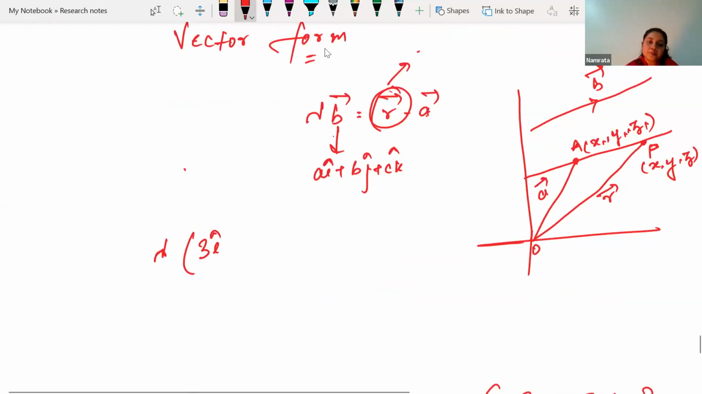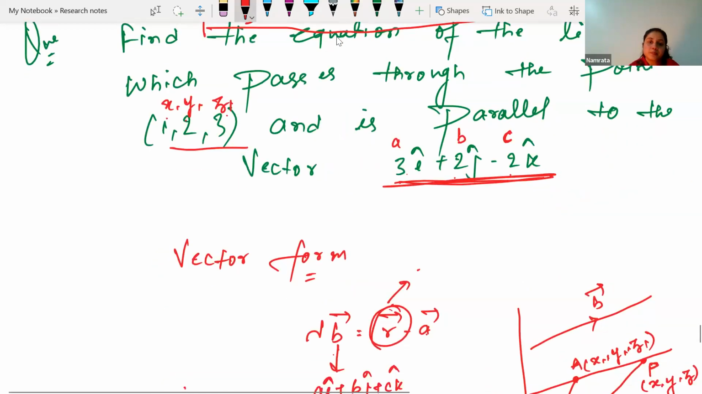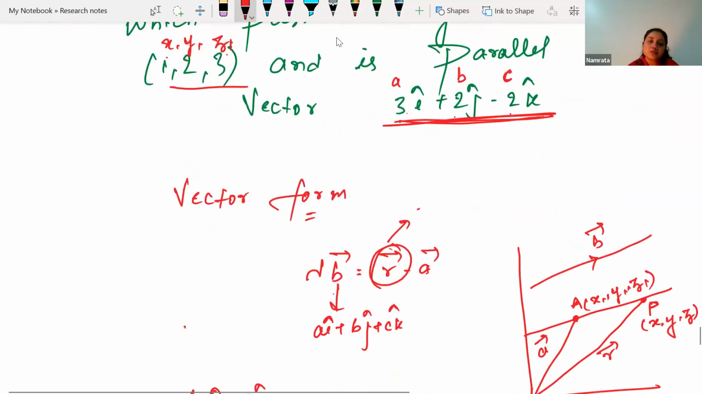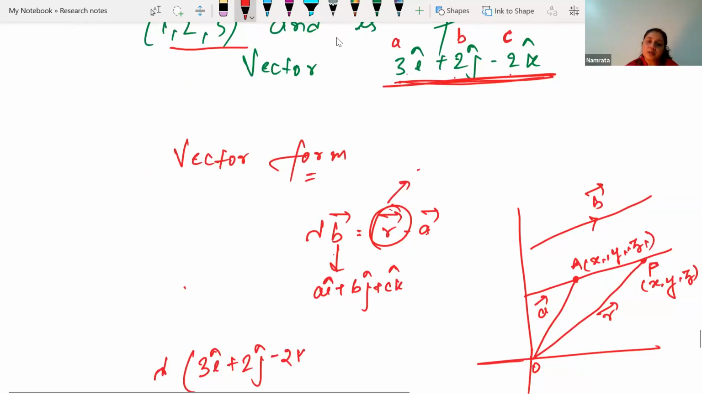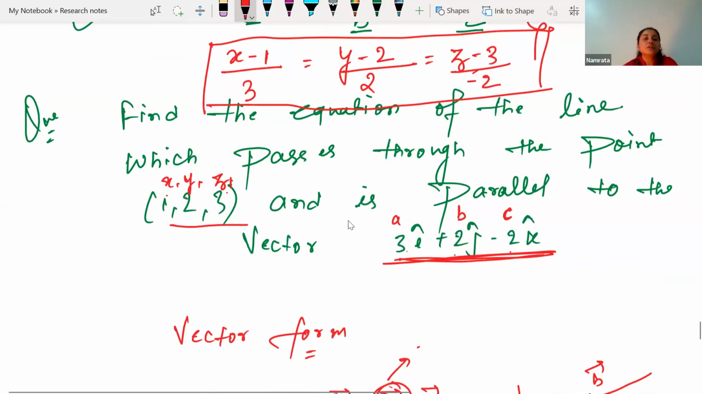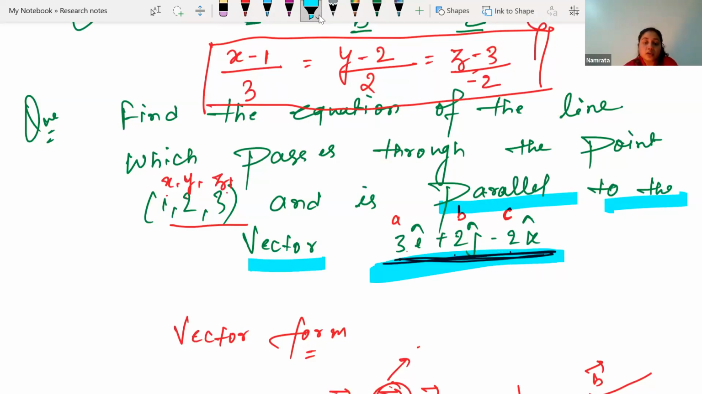3i plus 2j minus 2k. Why am I substituting b as this line? Because it is written b, we know, represents the parallel line, and here in the question also it is written that parallel to the vector this one. Just concentrate on this statement, parallel to the vector this one. Okay, that's why we are saying this is b.